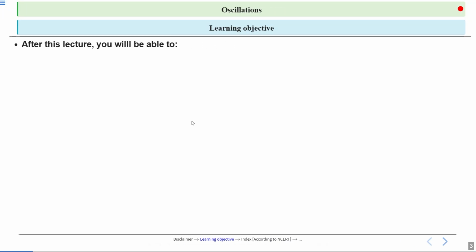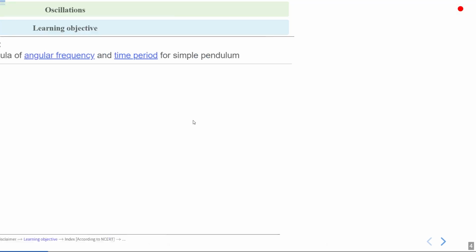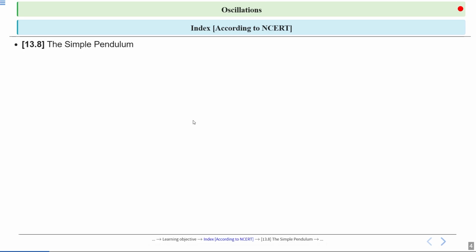Learning objective. After this lecture you will be able to understand a simple pendulum, formula for angular frequency and time period for simple pendulum. This is the index for today's lecture. So first 13.8, the simple pendulum. Then we will solve an example 13.8.